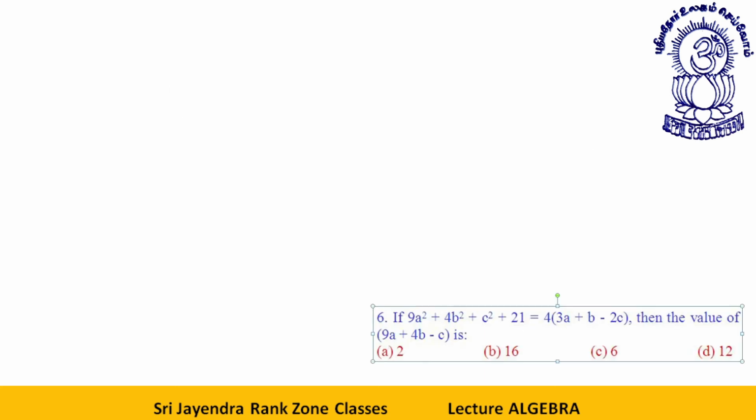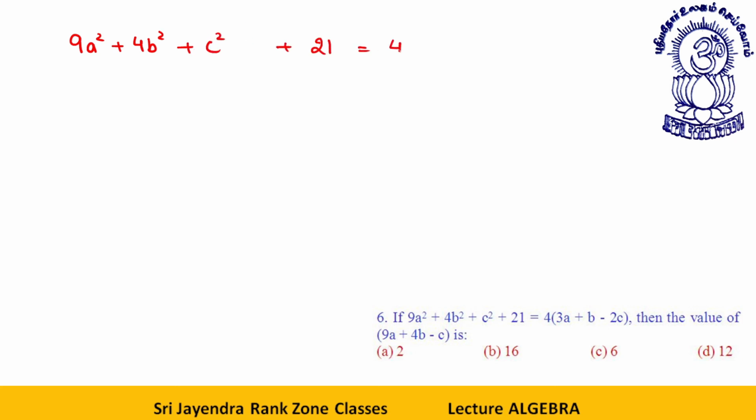We have 9a² + 4b² + c² + 21 = 4(3a + b - 2c). Let's take one thing at a time. This is (3a)², this is (2b)², this is (1c)².